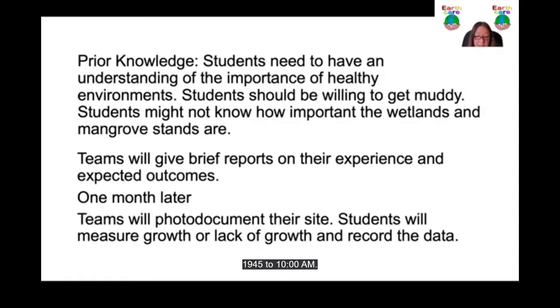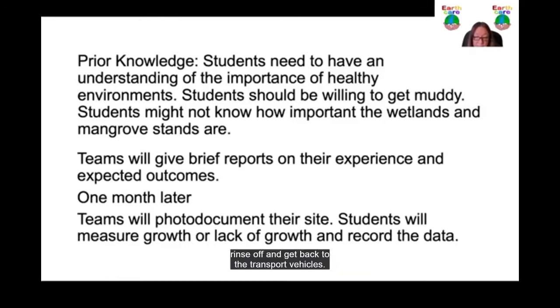9:45 to 10 a.m. teams will be transported to the mangrove planting area. 10 to 10:30 teams will prepare to get muddy. Each team will find an area in the wetland area to plant their propagules. Students will photo document the project step by step. Propagules will be measured the amount above the surface.